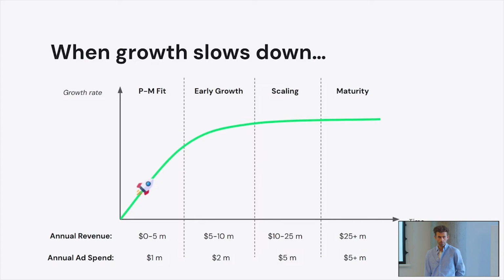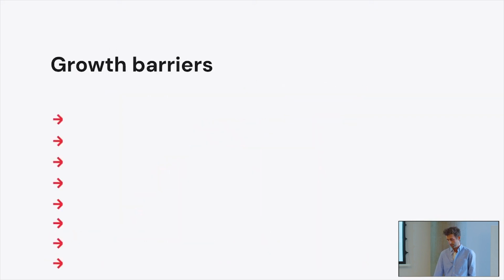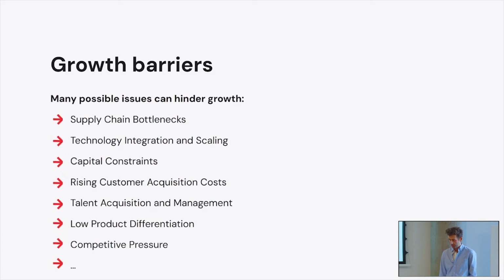And when we talk about these growth barriers and the stagnation, in the case of our customers, this happens many times in this stage and in this time. When it comes to the reasons, to the barriers, there can be many different ones. So we can have supply chain problems, we can have technology issues with the e-commerce engine, we can have capital constraints from the investors, our customer acquisition costs can be rising, we can have problems with talents and management, and so on and so on.